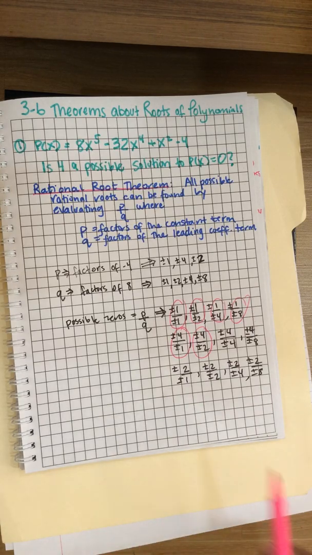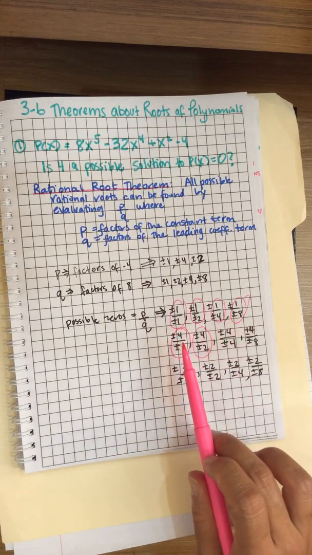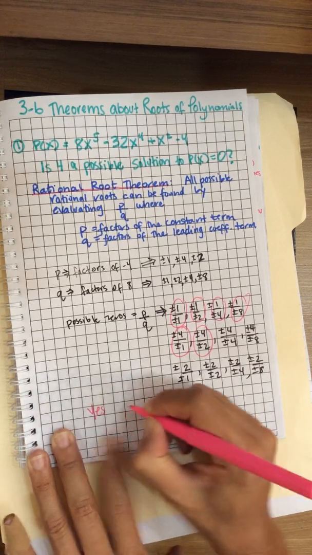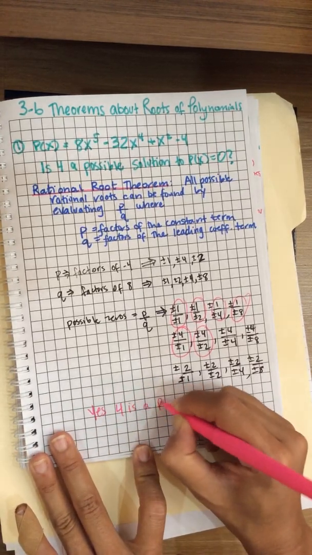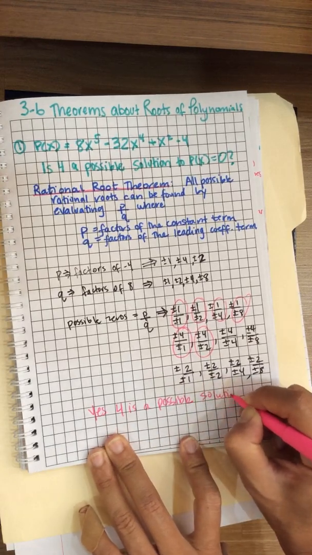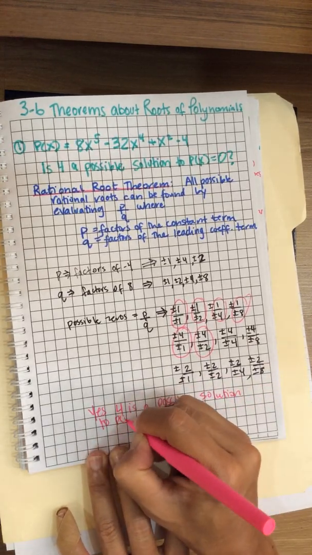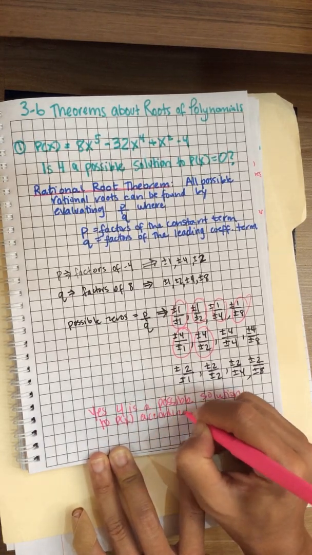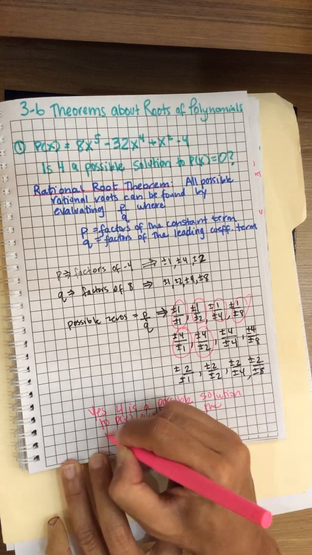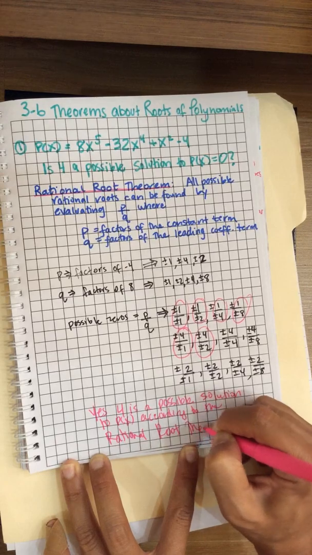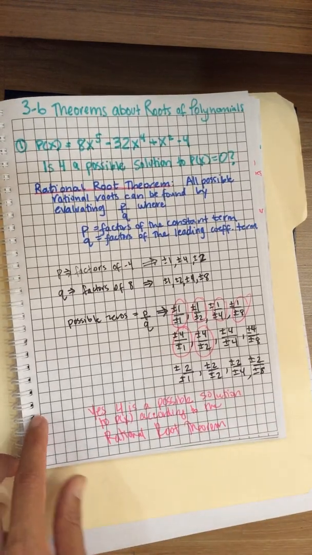So the question said, is 4 a possible solution? Well, is it in this list? Positive 4? Yeah, it's right here. So yes, 4 is a possible solution to p of x according to the rational root theorem. Okay, so they're not asking us, is it a solution?